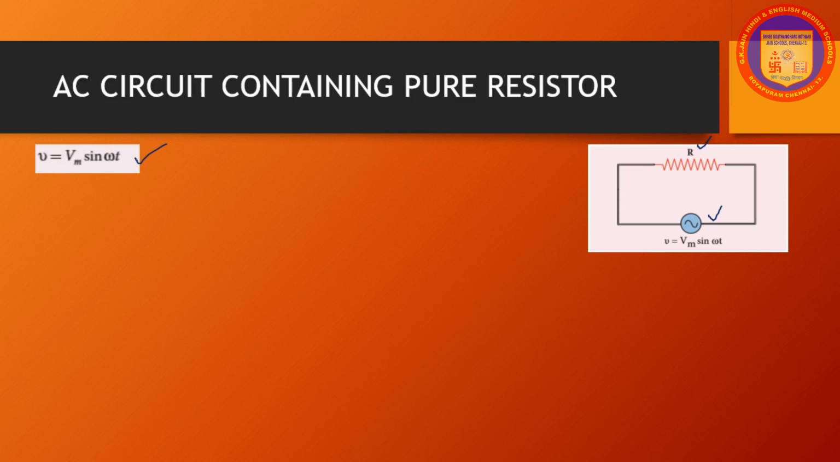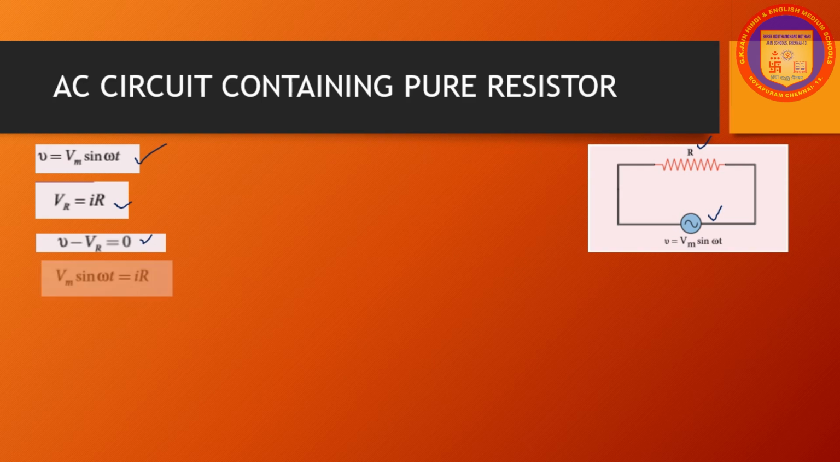And the alternating current I flowing in the circuit due to this voltage develops a potential drop across R, given by VR equals I into R. According to Kirchhoff's loop rule, the algebraic sum of potential differences in a closed circuit is 0. So for this resistive circuit, V minus VR equals 0. From the equation, we can substitute Vm sin omega t equals IR, keeping I on one side and bringing the R to the other side.